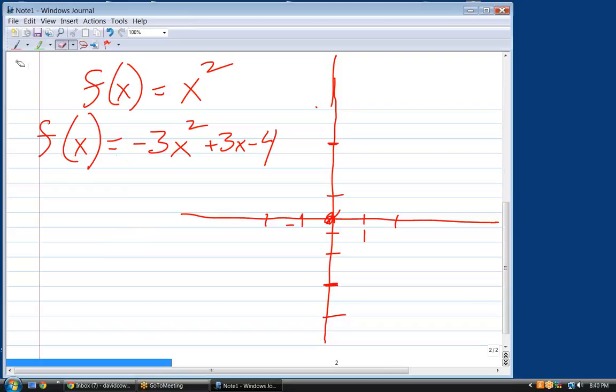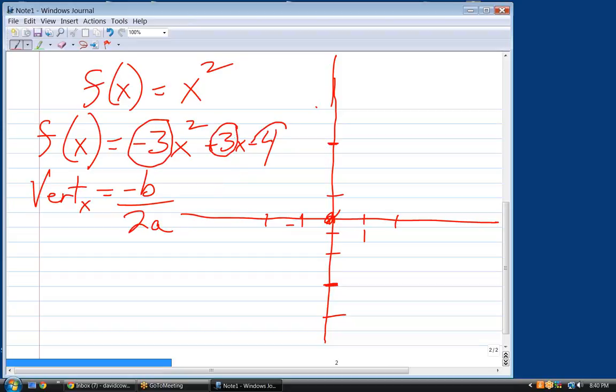Have they taught you a formula for the x-coordinate of the vertex? Minus b over 2a? Yep. All right. That's one way to do it. Let's do it that way. First of all, that's A, that's B, that's C. So what does minus B over 2A become?